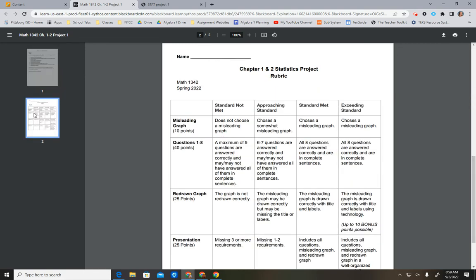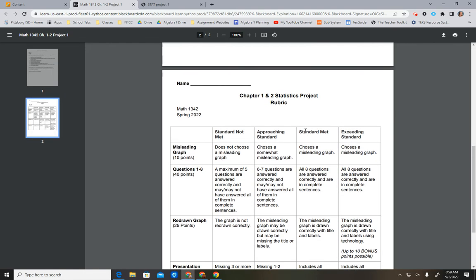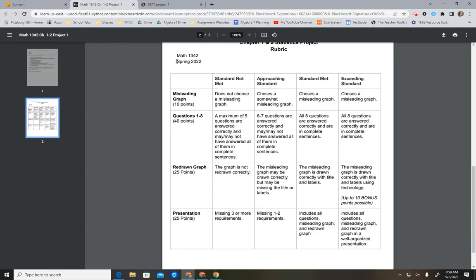Here is the rubric for you, so you can determine how you're going to come up with your grade. I forgot to change that, but it is fall. And just read through that, how you're going to get your points. And you can get 10 extra points for using technology to redo your graph. Make sure you answer all the questions.